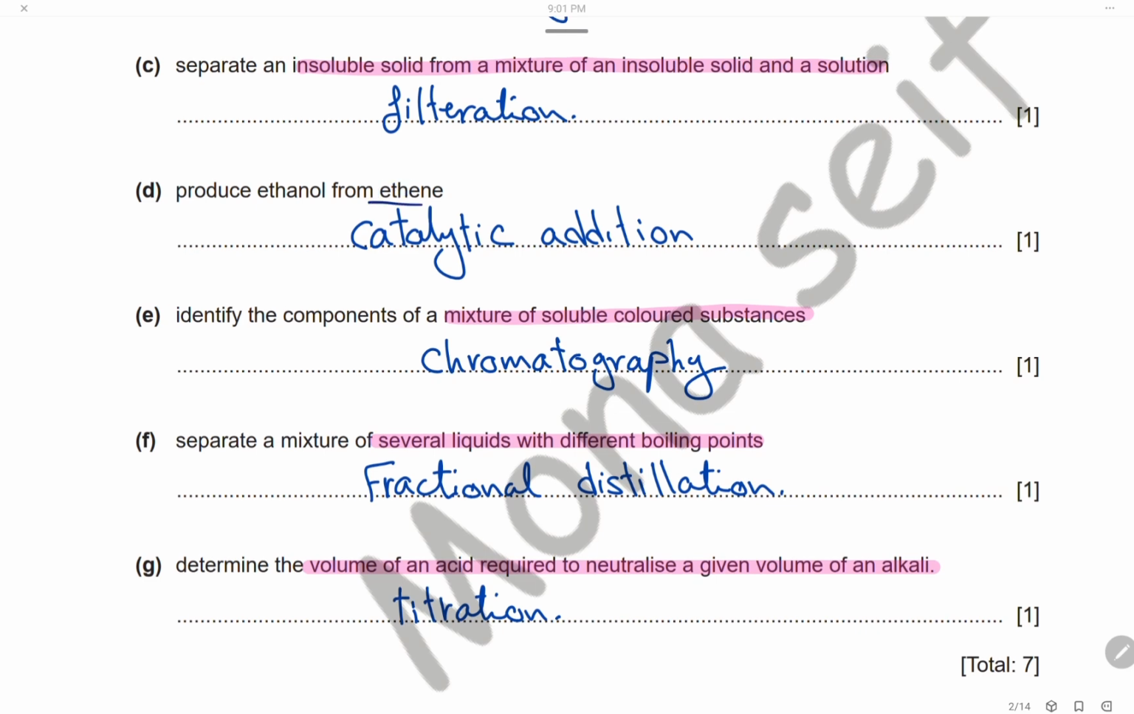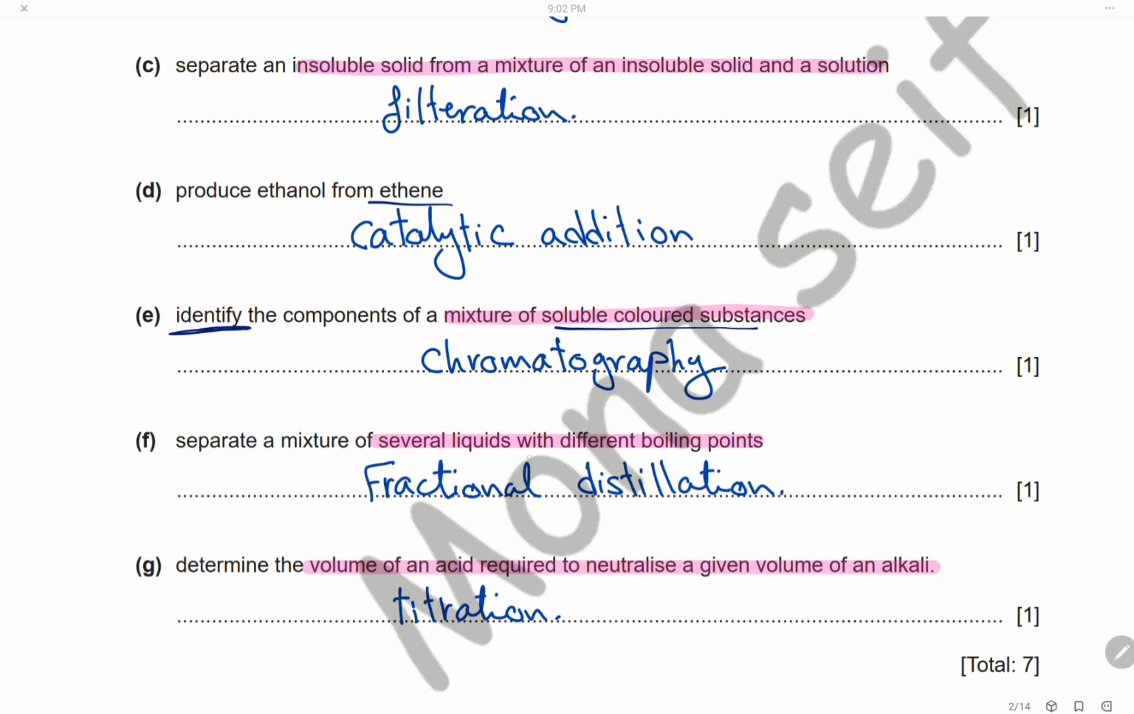Produce ethanol from ethene. This is the catalytic hydration of ethene with steam. It's an addition reaction, so the name of the process is catalytic addition. To identify components of mixture of soluble colored substances, soluble colored substance like ink, dyes, pigments can be separated by chromatography and also can be identified by chromatography according to their Rf value. So the process is chromatography.